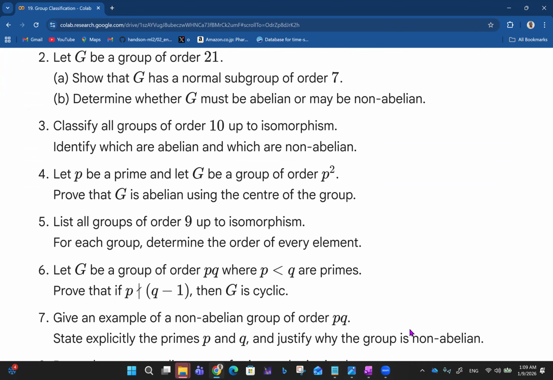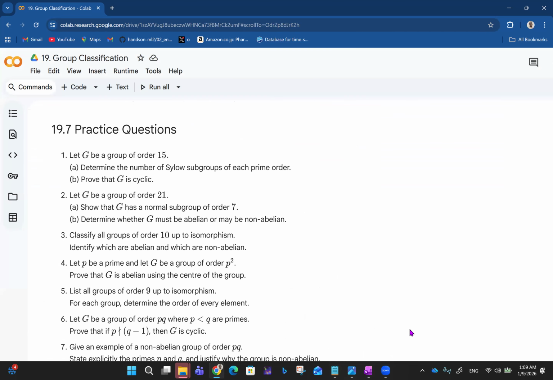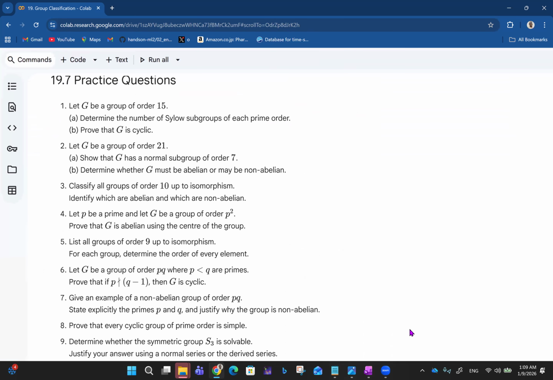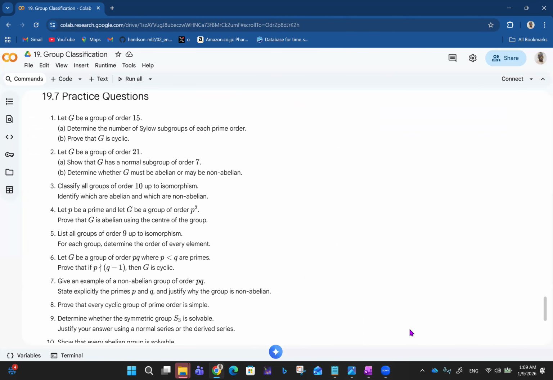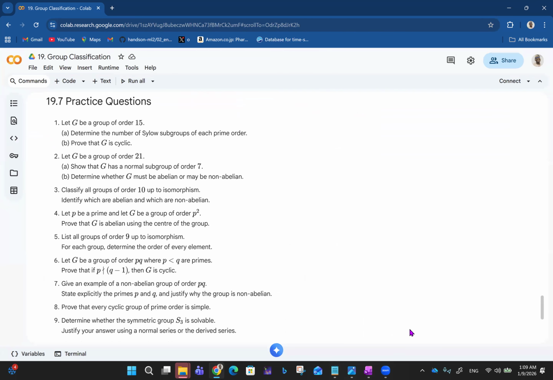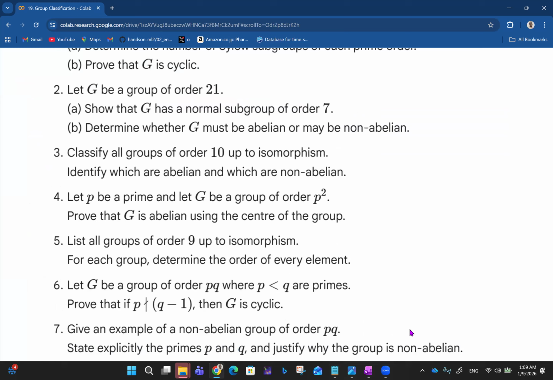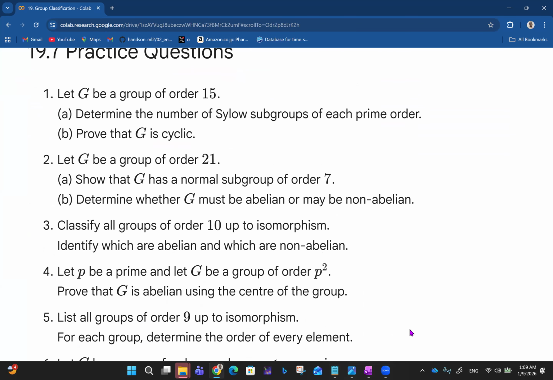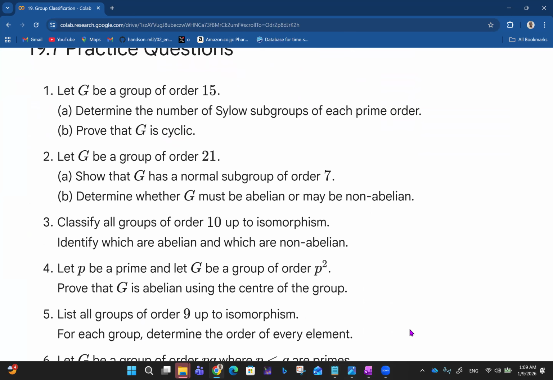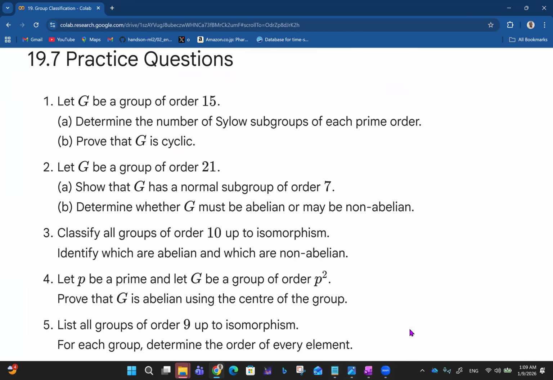Let me see if I can fit everything into one frame. If not, I'll take them in fives. Can we do this? I guess we can. We barely can. Okay, so let me do it in fives, which is even bolder. Okay, let's do it in fives like this. Okay, so practice questions now.